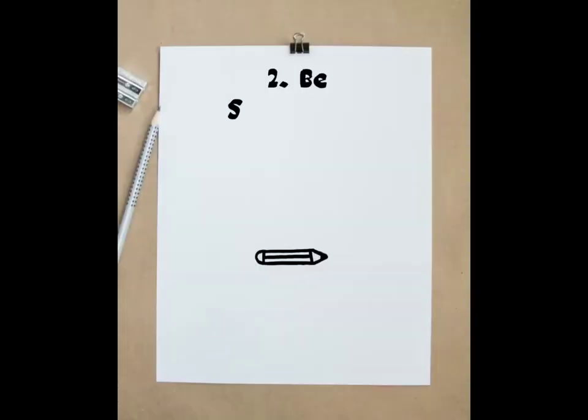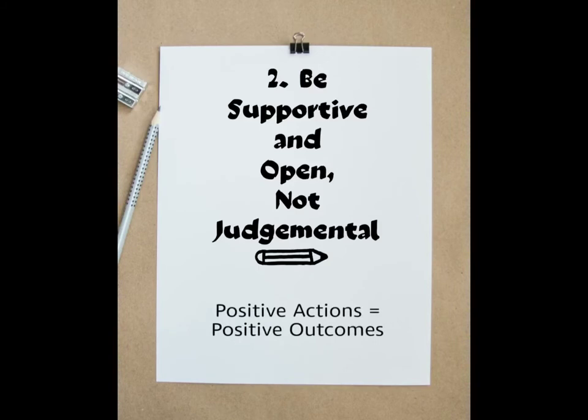Number 2, be supportive and open, not judgmental. I feel like we can all agree that, one, I love Judge Judy, but you don't want to be the judgy, you don't want to be seen and perceived as that judgy chick or guy or however you identify as yourself in that class. You know what I mean? So be supportive of each other, be open.